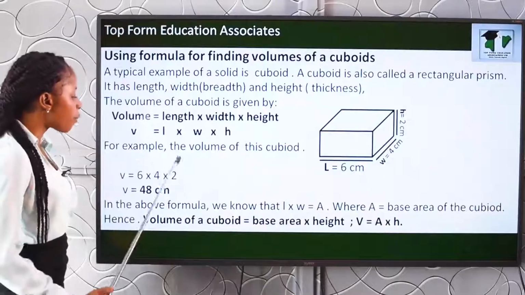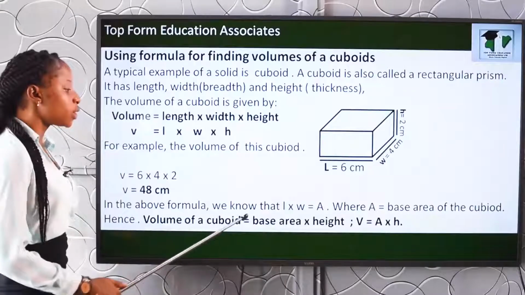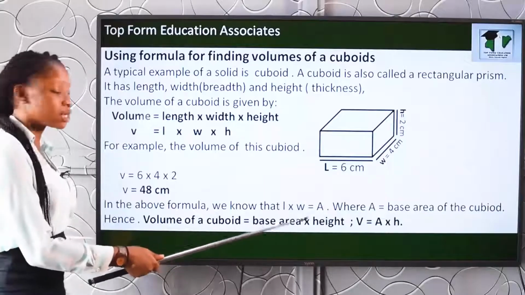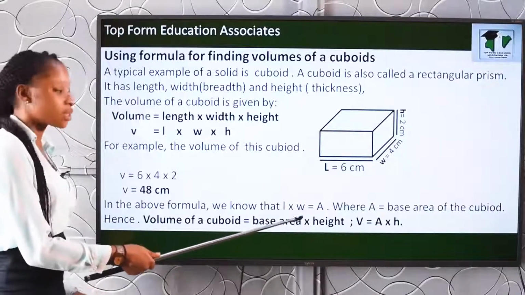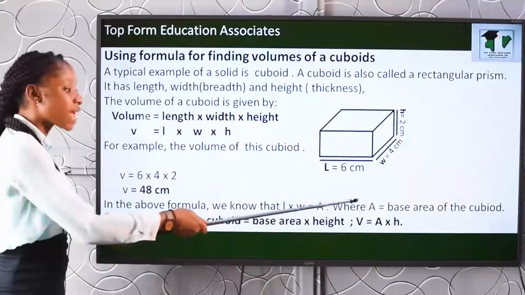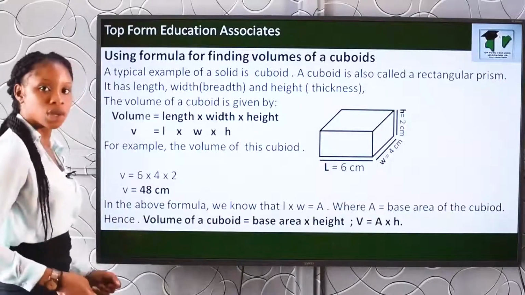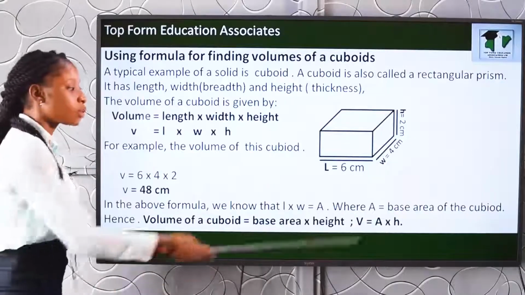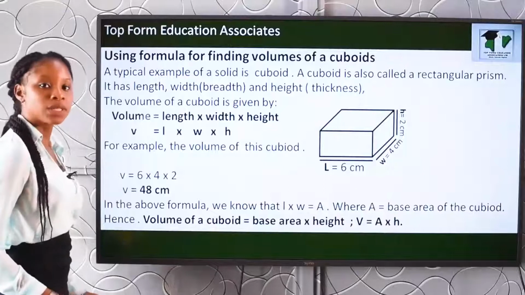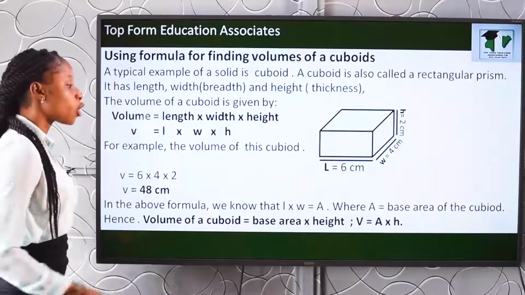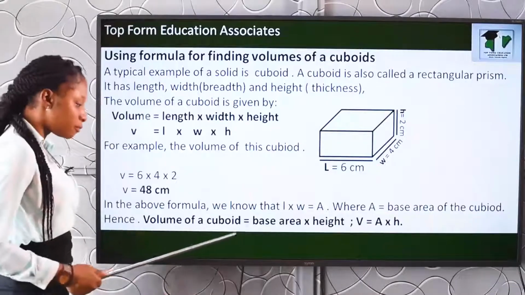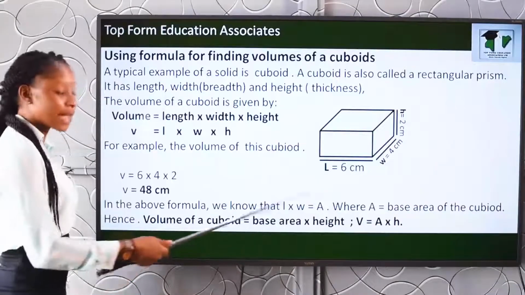Now, in the above formula, we know that length times width is area. The formula for calculating area, we all know, is length times width, where A is the base area of the cuboid. Whenever we see A, know that we're talking about base area. So, therefore, volume of a cuboid can also be base area times height.